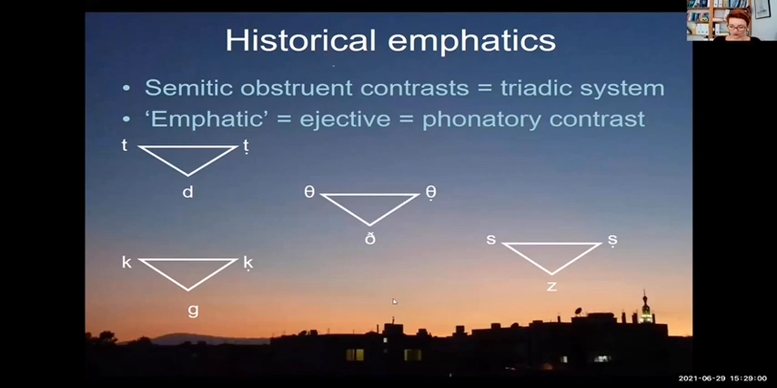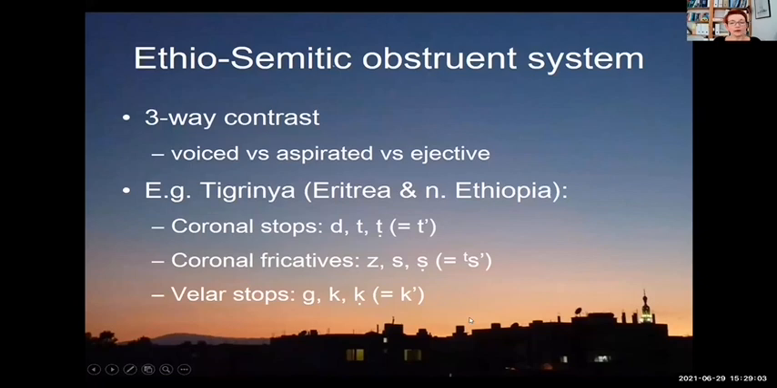So what we see in early Semitic appears to be similar to the systems we see today in the Ethio-Semitic languages. In the Ethio-Semitic languages, we find a three-way, triadic contrast in the obstruent system between voiced, aspirated and ejective consonants. In Tigrinya, which is spoken in Eritrea and northern Ethiopia, in the coronal series we see a series of stops d, t, and t, where the emphatic member is the ejective t. In the fricative series, we have z, s, and t, where the t is the emphatic member.